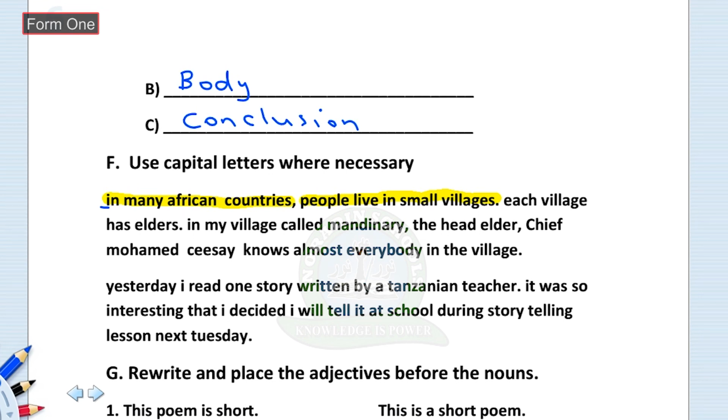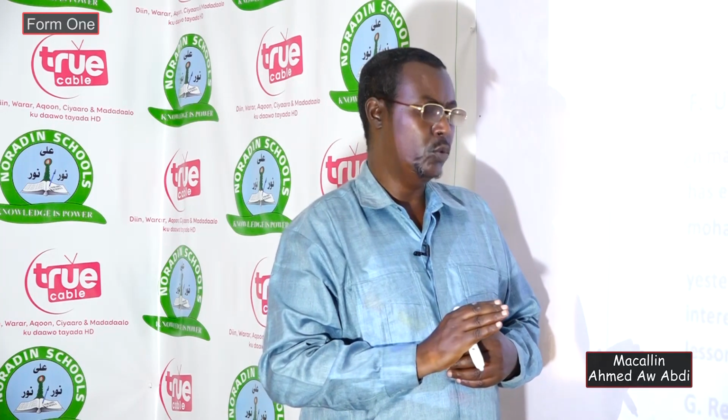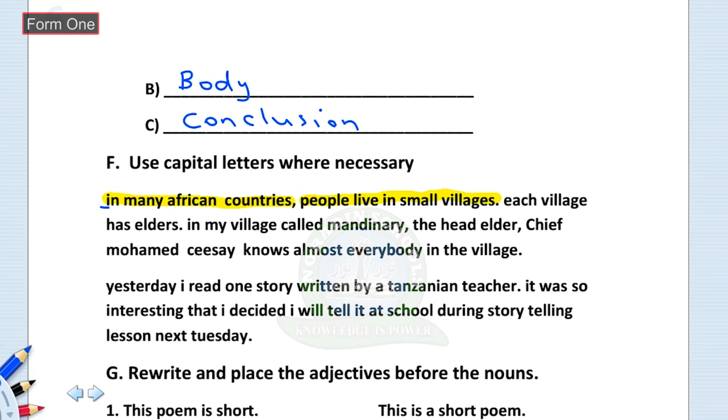African is an adjective. It's called a proper adjective because it was derived from a proper noun. So, as you learned in earlier units of your book, if an adjective is derived from a proper noun, it should be capitalized as well. So here, the letter A should be capitalized.